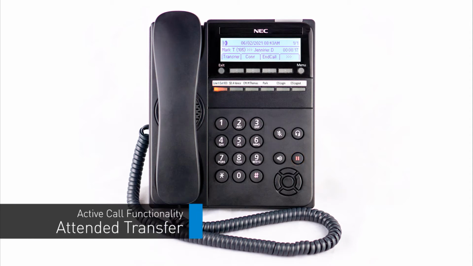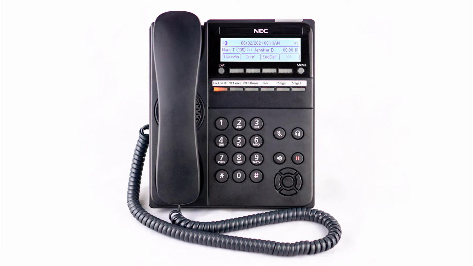A warm or attended transfer allows you to consult with the party to which you are sending the call to before completing the transfer. At the bottom of the screen, press the transfer soft key. This will place the caller on hold. Dial the number or extension you wish to transfer the call to, and press the dial soft key, then wait for the party to answer the call. After your deliberations, you can complete the transfer by pressing the transfer key again, or simply hanging up your phone, and the call will immediately be connected to your second party.